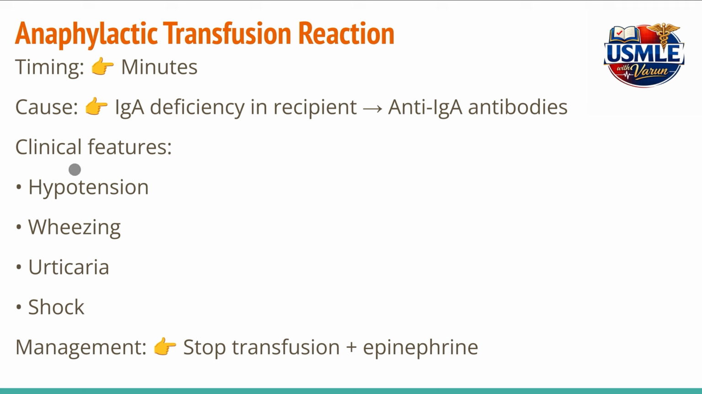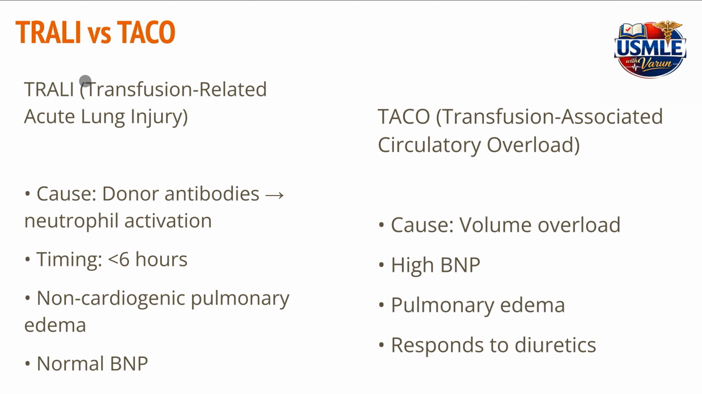Anaphylactic reaction occurs in patients with IgA deficiency, and the course can occur in just minutes. They develop antibodies against donor IgA. So within minutes, they can develop hypotension, wheezing, urticaria, and even shock. Management is immediate. We just need to stop transfusion and start giving epinephrine in anaphylactic transfusion reactions.